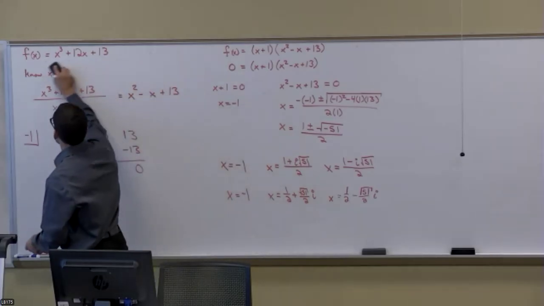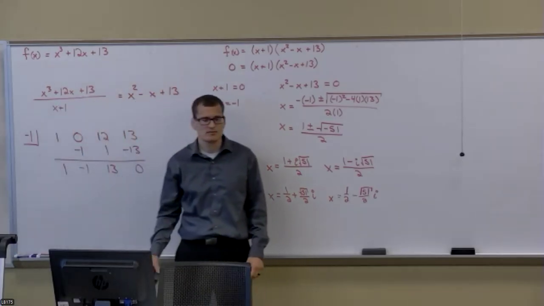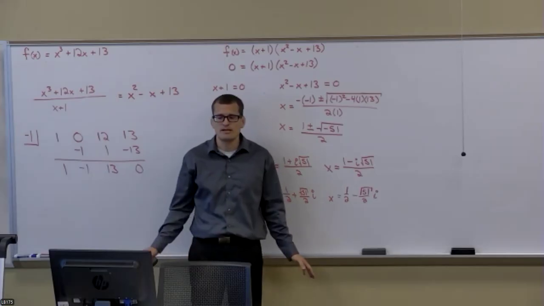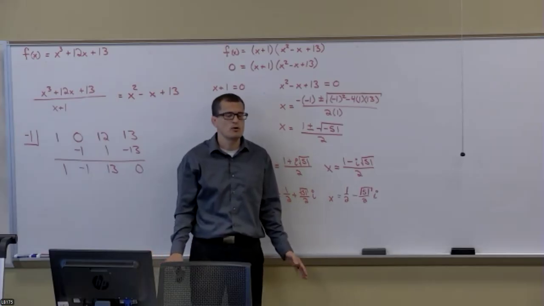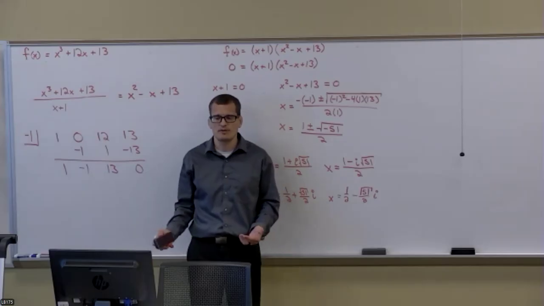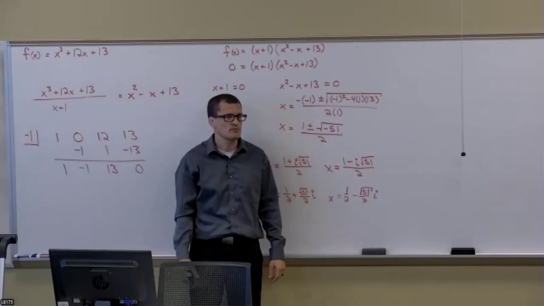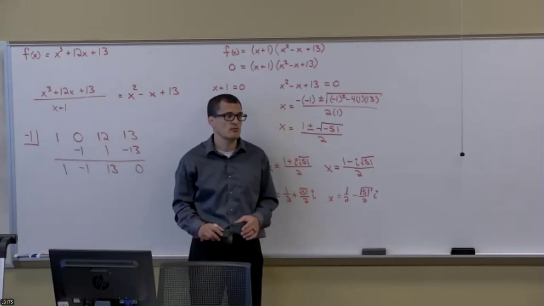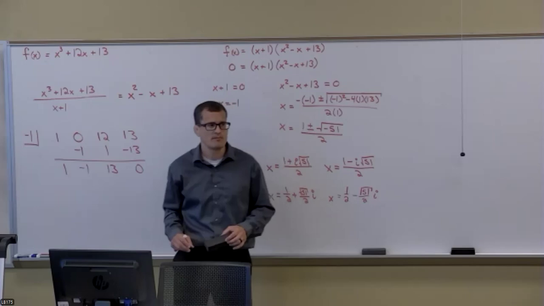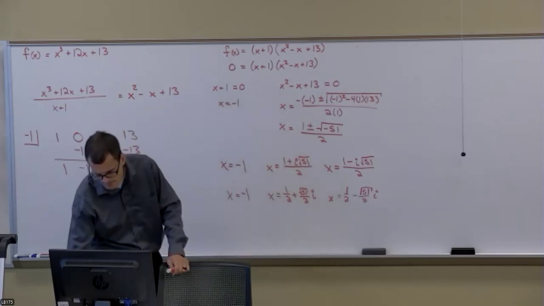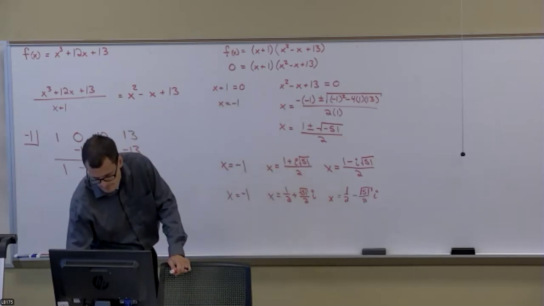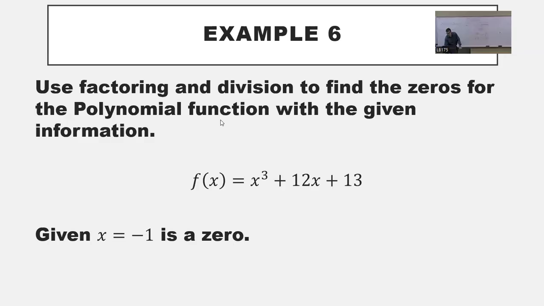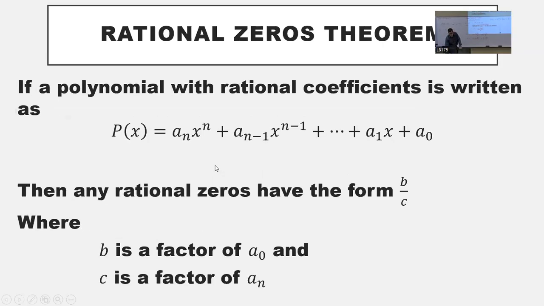What if we don't know this? What if we don't know any information, but we're just given a cubic polynomial and asked to find the zeros? What if I'm not already given that one of the zeros is -1? Well, there's a tool that we can use called the Rational Zeros Theorem.